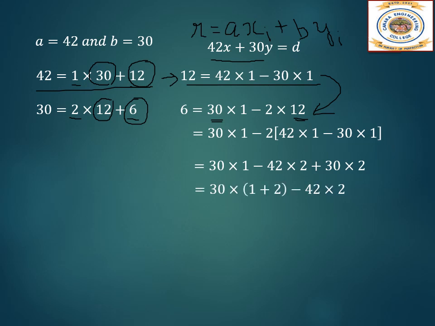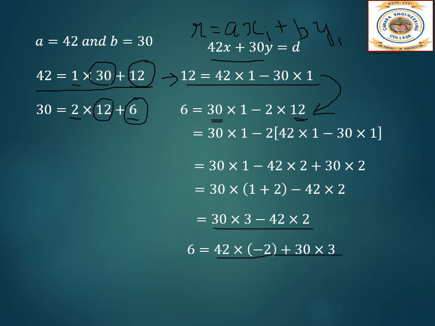Further simplifying, what do we get? 30 into 1 plus 2, minus 42 into 2. So I get 30 into 3 minus 42 into 2. Now this is of the form ax plus by. We have already mentioned previously that x and y are opposite in sign to each other, and that is evident here. So 6 equal to 42 into minus 2 plus 30 into 3.